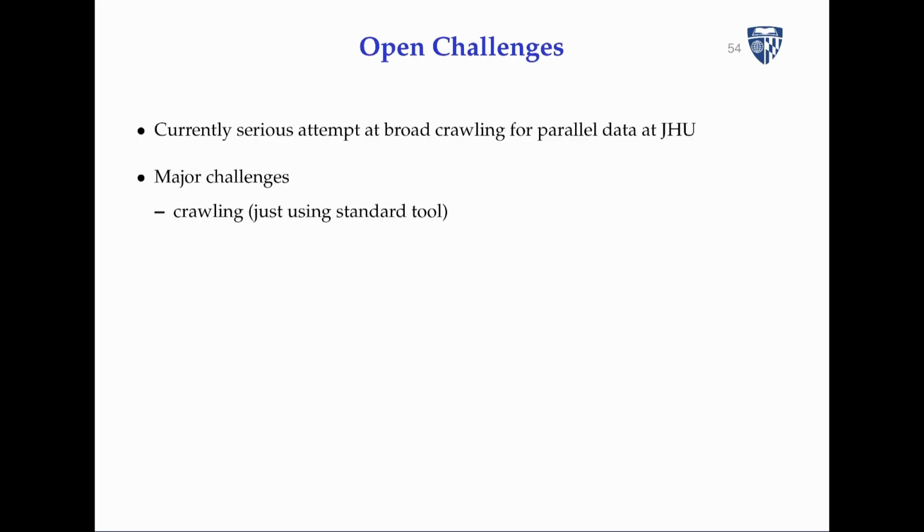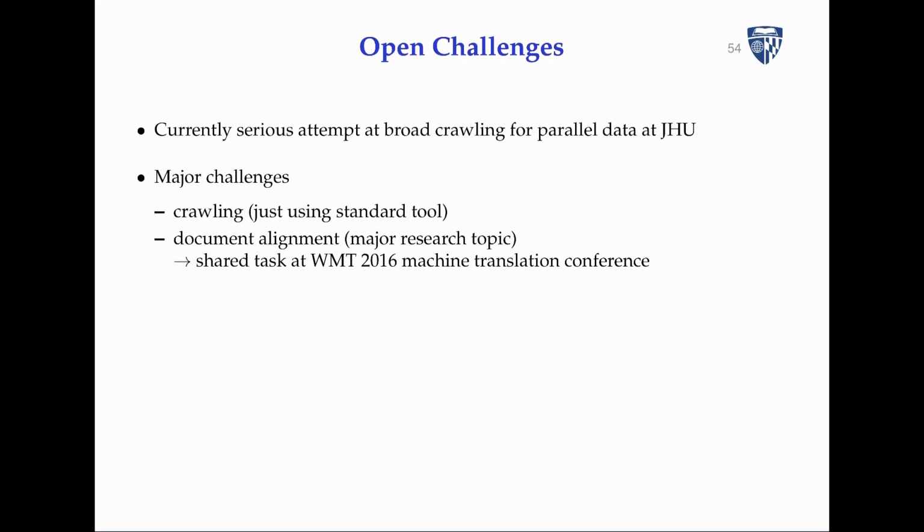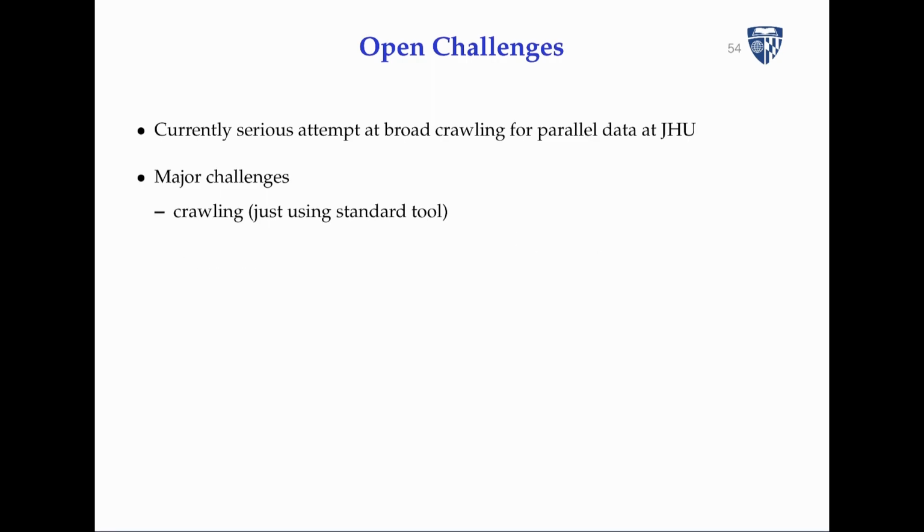So there are several open challenges. There's currently a very serious attempt here at Johns Hopkins to work on broad crawling for parallel corpora, especially for low resource languages, where parallel data is much more valuable. There are major challenges. For instance, for crawling, we just use a standard tool. Maybe we should do some more work on that. I already alluded to maybe stop crawling if there's no parallel text, so you don't waste too many resources on websites that actually don't have any parallel text. Then document alignment.